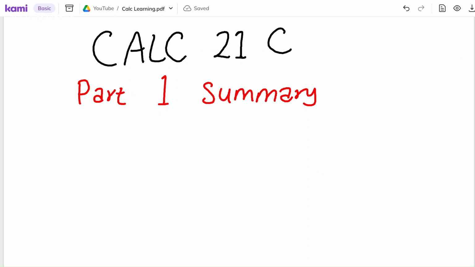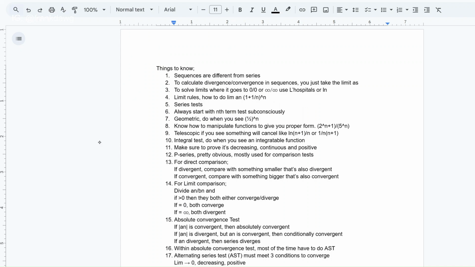I'm going to be following this rubric that I made after going through all my notes and the class curriculum and the stuff that's going to be tested on. So I'm going to jump straight into it, starting with number 1, knowing sequences are different from series.